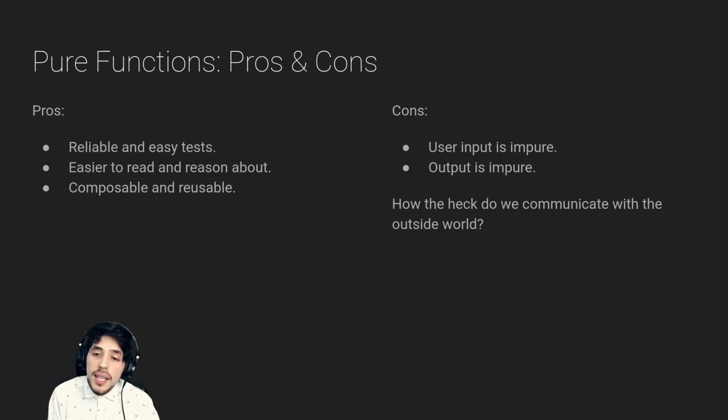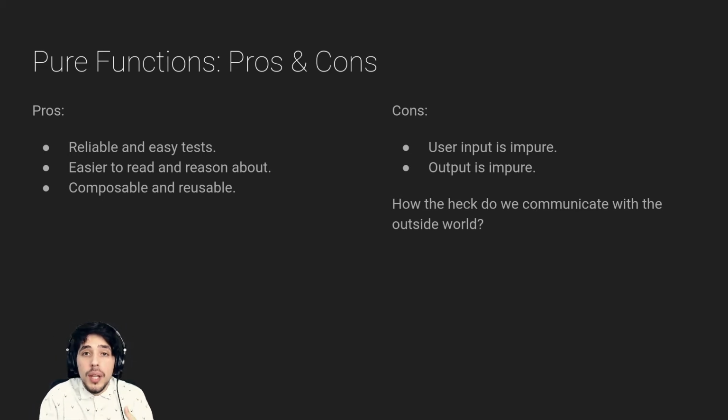The cons that we have is that if you think about that, user input is actually impure because we can't predict what the user will input. See, for example, if we have a function that takes a name, I will put in there something, and you might put another value in there. Okay, so the user input is actually impure. It's not something that you can predict. Okay, and also the output itself is impure.